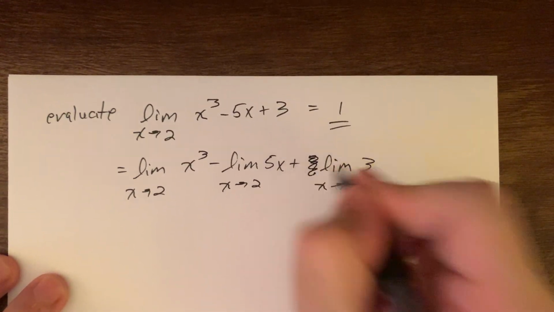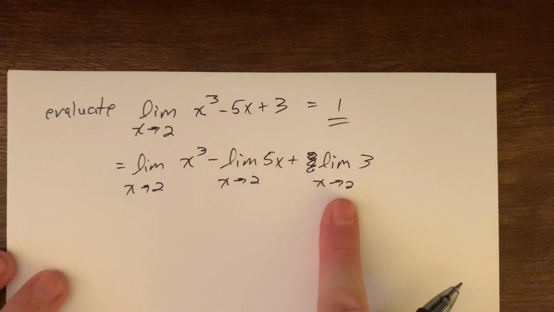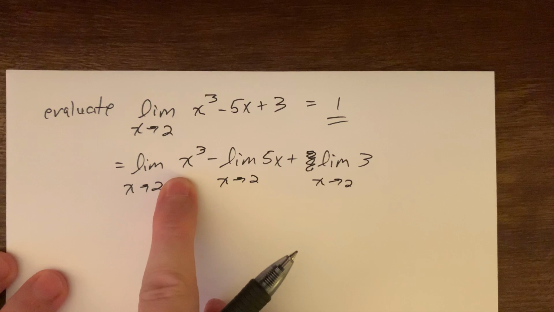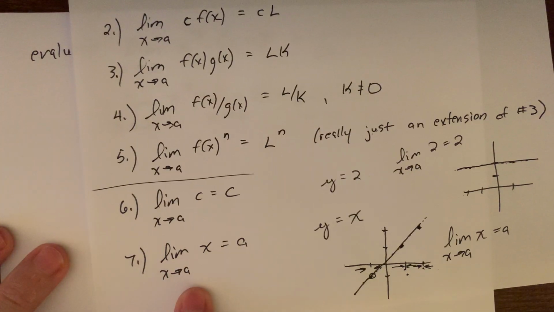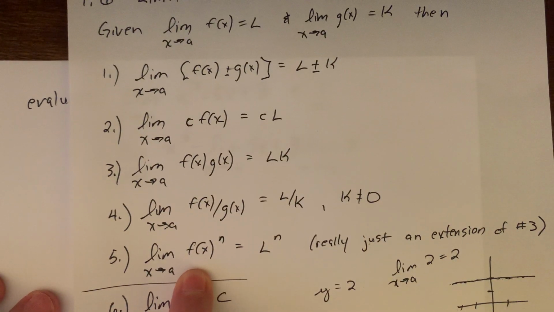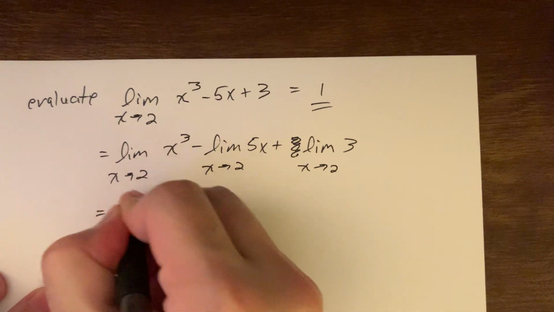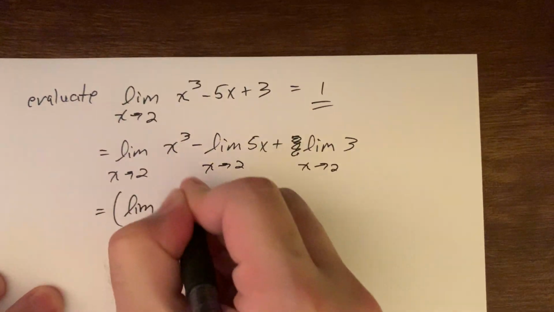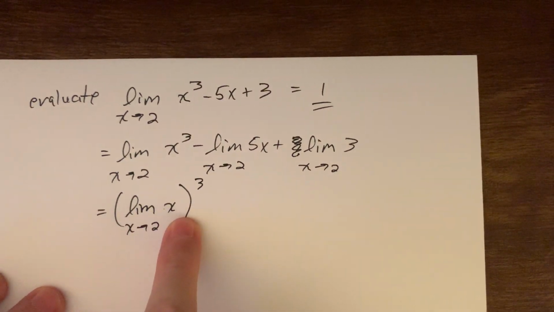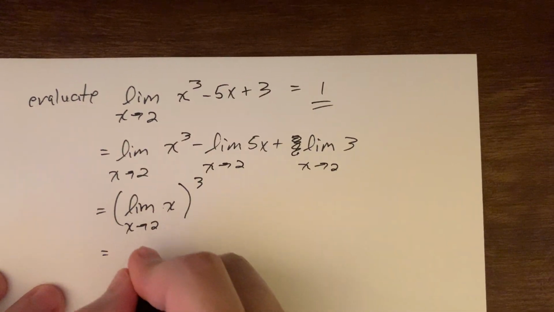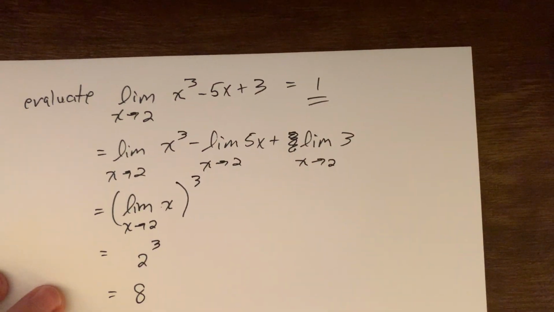Oops, plus the limit of 3. And now that I've broken this up, this is basically applying rule number 7 combined with rule number 5. I'm going to start off with rule number 5: I could take the limit of x cubed and make it the limit of x, quantity cubed, and now I've got the limit of plain old x as x approaches a, so that equals a, and the cube is still there, so that whole thing gives me an 8.